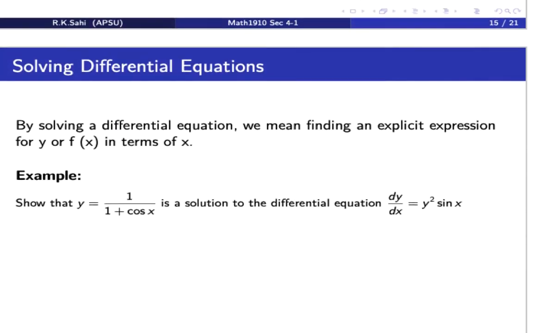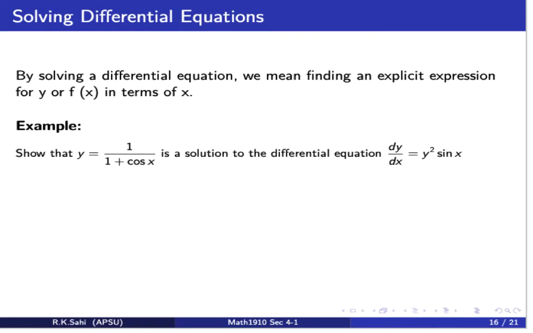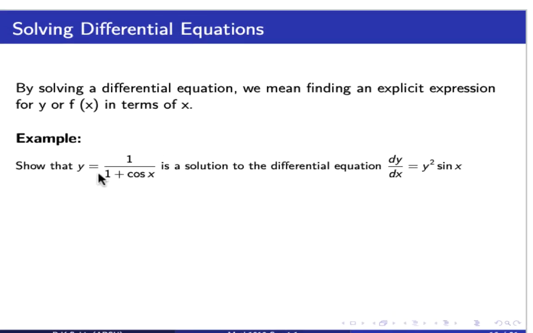So the next thing we are going to be looking at is when we say solve a differential equation, what do we really mean? What this simply says is, can you find an explicit expression of y in terms of x? So let's look at it with the help of an example first. We would like to show that this y given by 1 over 1 plus cosine x is a solution to this differential equation. What it simply means is, substitute this y here in this expression.